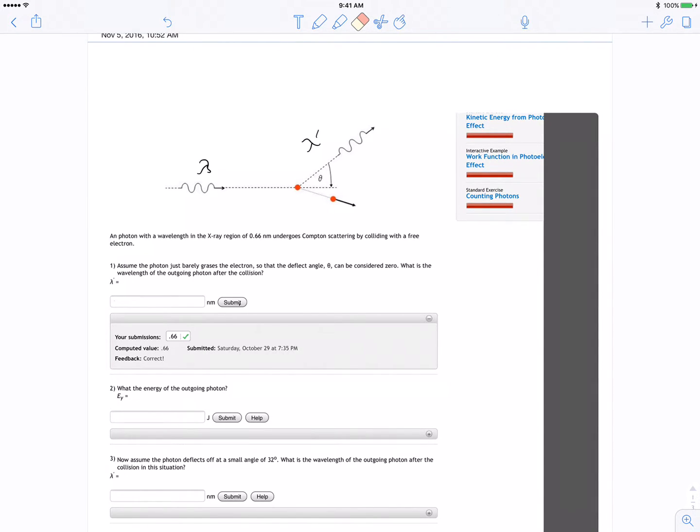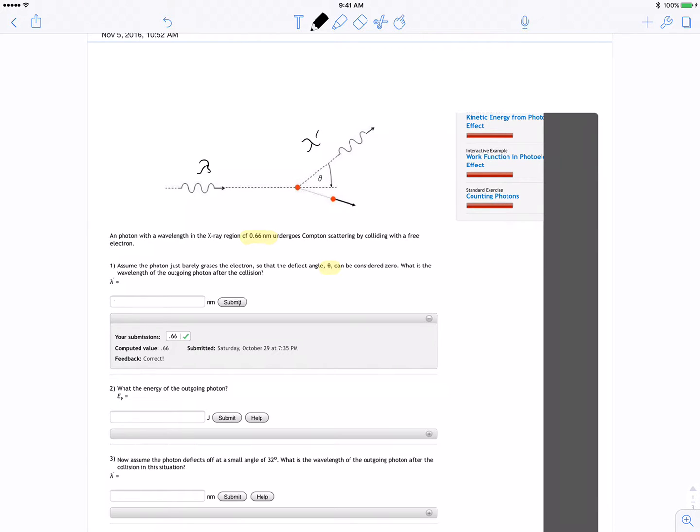Today's problem is Compton scattering. The main thing I'm going to be focusing on is that we're going to be using theta in each question. The photon just barely grazed through the electron, so the angle deflected, theta, can be considered zero.